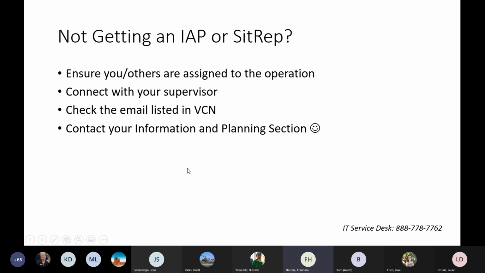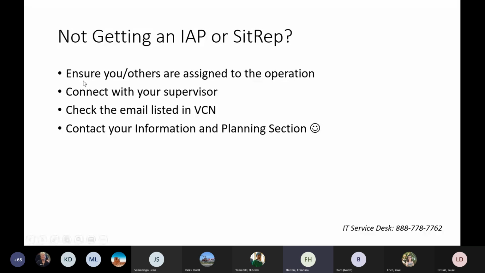All right, so I had a couple questions that I want to bring up with a few suggestions, and then we can tackle any questions that we have in the chat. So the first one we receive a lot in information and planning is, I'm not getting an incident action plan. I'm not getting a SitRep. Why am I not getting these documents? So there's many reasons that that could be happening.